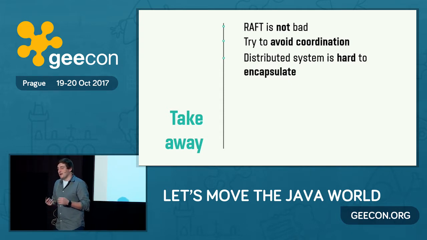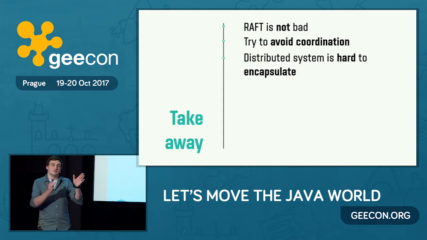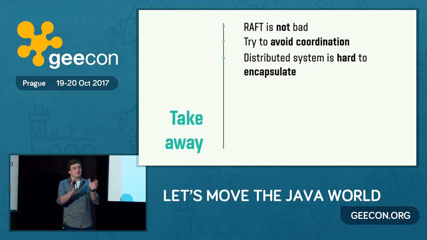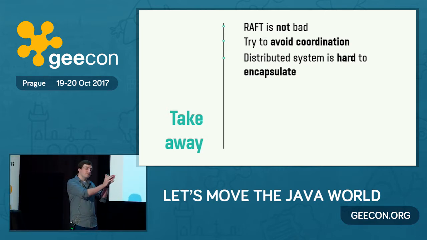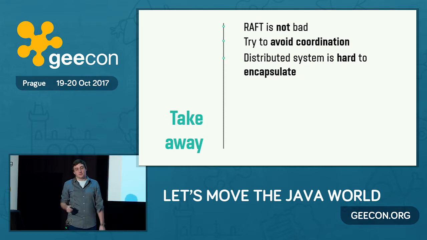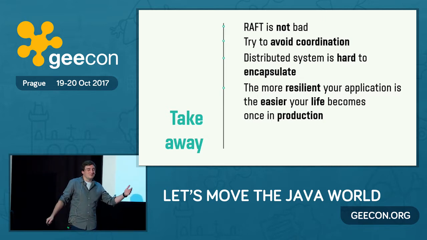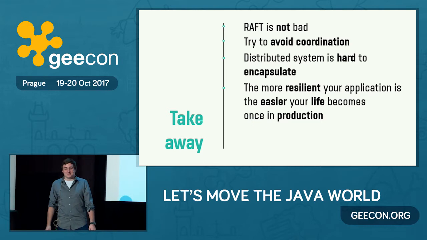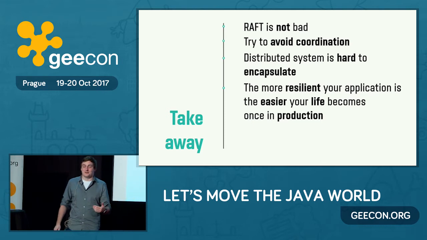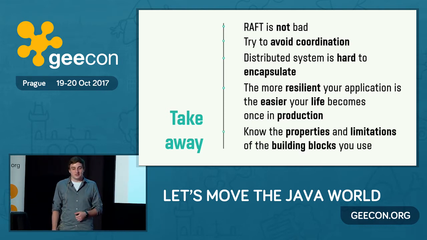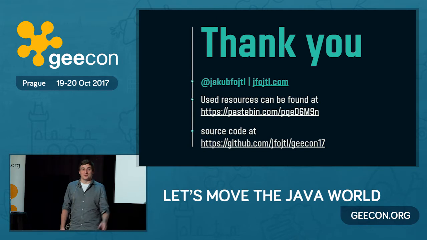A distributed system is kind of hard to encapsulate. You need to basically be aware that you are building a distributed system from the end-user facing client all the way down to the database. Now, two general takeaways. The more resilient your application is, the easier your life will be once in production. And know the properties and limitations of the building blocks you use. Thank you very much for your attention.